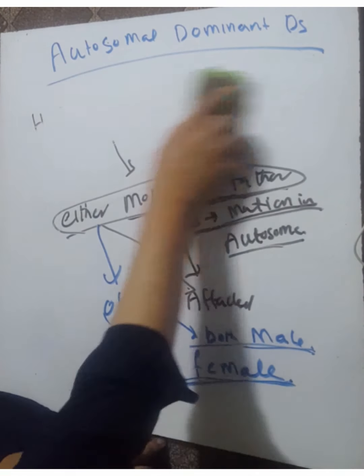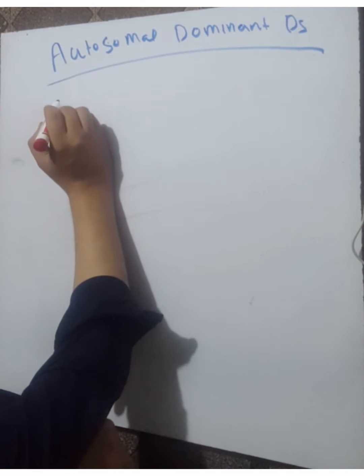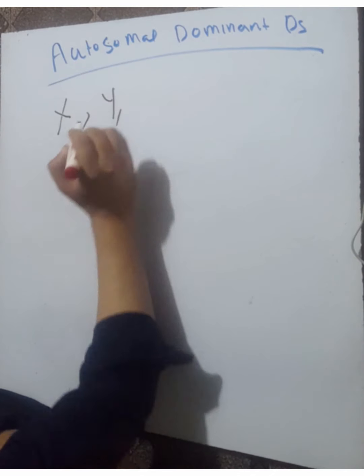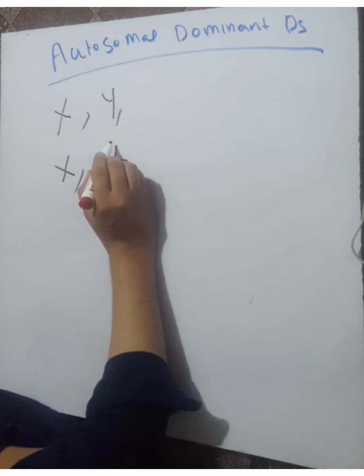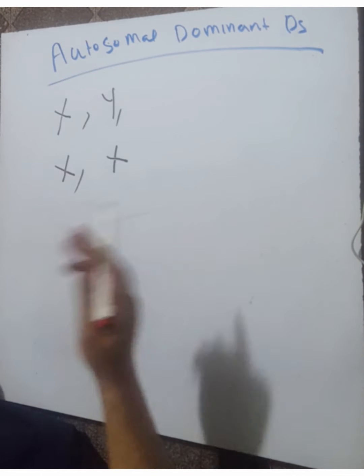Why? Let's discuss the concept. When fertilization occurs, one chromosome is taken from the male, either the X chromosome or the Y chromosome, and one chromosome is taken from the female, an X chromosome. So this is not a chromosomal disease. This is an autosomal disease, an autosomal dominant disorder.